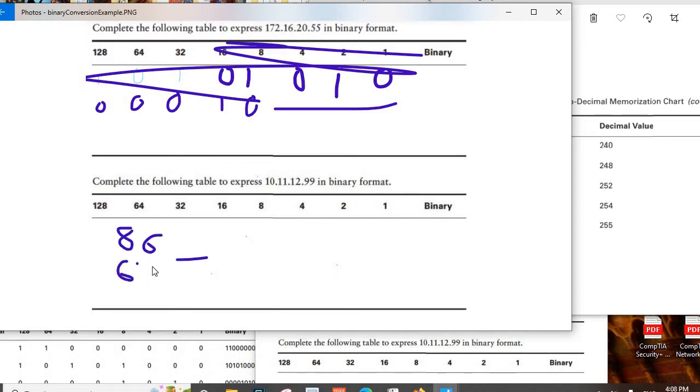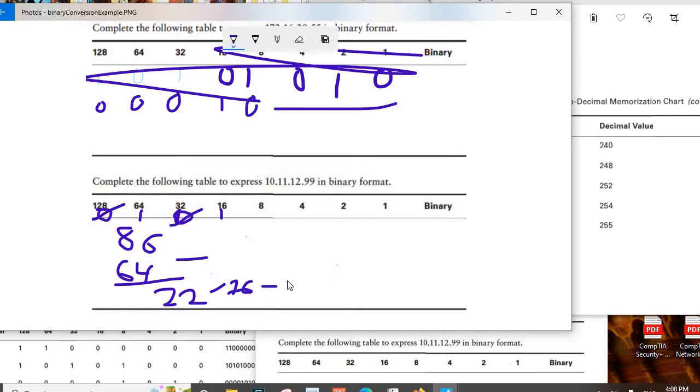86 minus 64 gives us 22. So we have 1 there. 22 is too big there, so that's 0. And then 16. Yep, 16 can go into 22. Minus 16 would give us 6. So there's 6 remaining. And then minus 4 gives us 2. So there we are. So 86 in binary, leading 0, 1, 0, 1, 0, 1, 1.